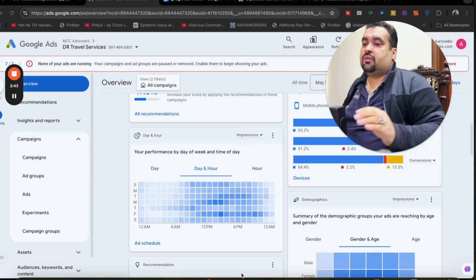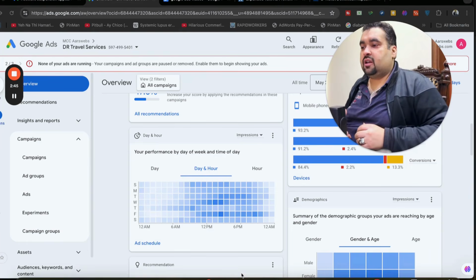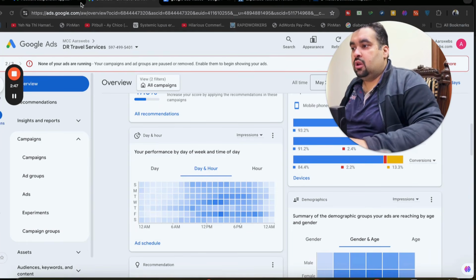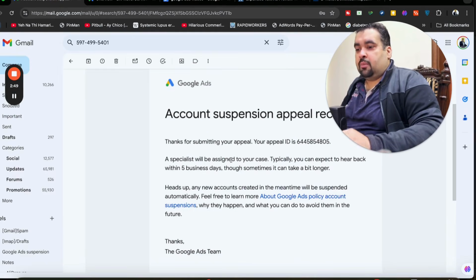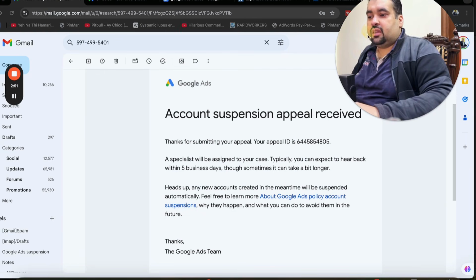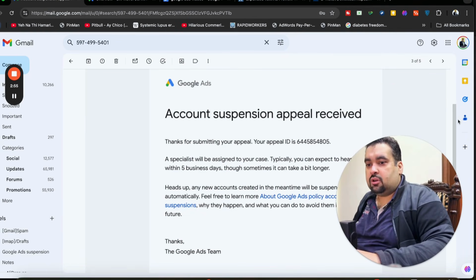And for those who don't know, we have a Google partner company and a dedicated support. Let me introduce myself. My name is Ali Raza, and I'm the owner of a Google partner company, and we help clients like yours. So when this case arrived to us, we did our checks, we did everything for compliance, and then we submitted an appeal. You can see over here that the appeal is going to take 5 business days.